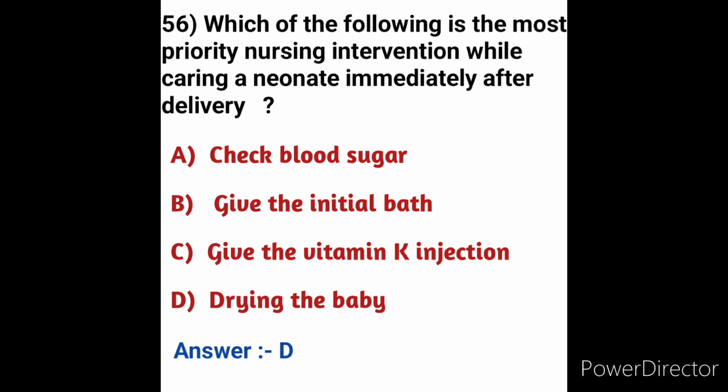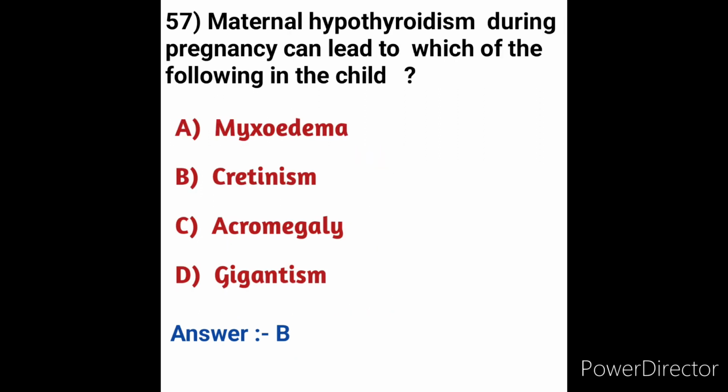Next, move on to question number 57. Maternal hypothyroidism during pregnancy can lead to which of the following in a child? We will see the options here. Option A, myxoedema. Option B, cretinism. And option C, acromegaly. Option D, gigantism. Here, maternal hypothyroidism during pregnancy can lead to cretinism. Option B, cretinism. Cretinism refers to congenital hypothyroidism characterized by failure to grow and skin lesions, and also central nervous system dysfunction. Option B is the correct answer.